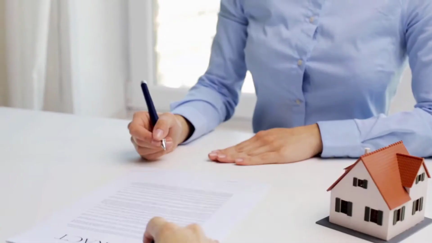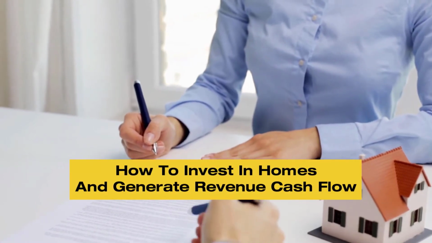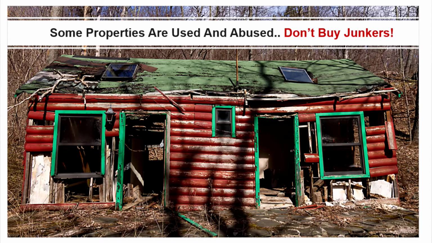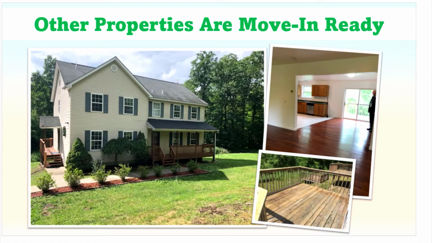So today's episode is how to invest and generate revenue and cash flow. All right, so tax defaulted real estate is slightly used and abused. Some of them are junkers, but many of them just need to be cleaned up and then they could be sold. Now, I tell people, don't buy the junker property. Junk is junk. Never going to be able to recycle that and fix it. We do want to buy these properties and recycle them. So we want to buy used and abused.